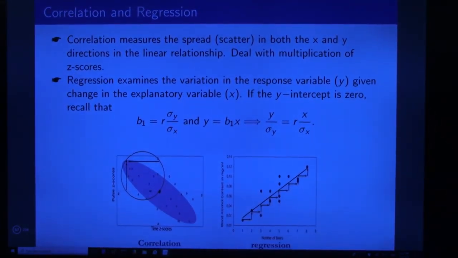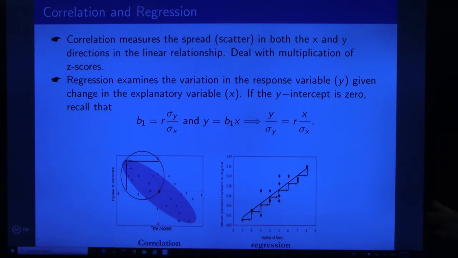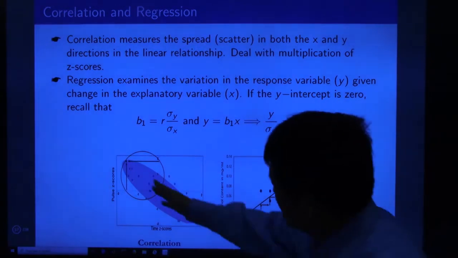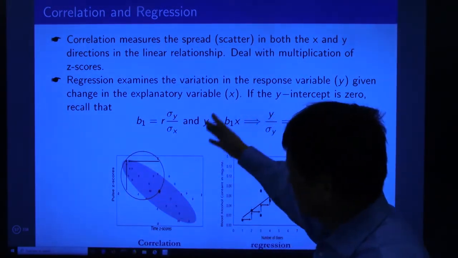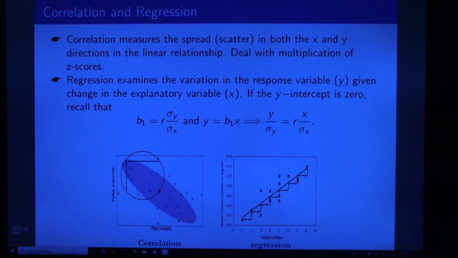We just discussed the correlation coefficient and the regression line. Looks like these two are different, but there is some relationship between these two. In this slide, we discuss in a little bit more detail the meaning of this. The correlation coefficient measures the spread, the scatter, in both the x and the y directions. In a linear relationship, we only work for linear relationships. If it's not linear, we don't care. We cannot use this method. So the relationship must be linear.